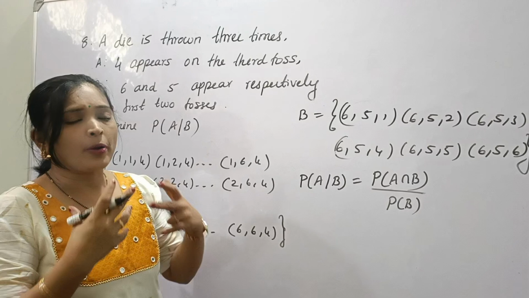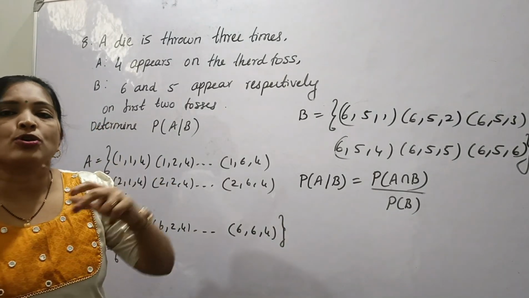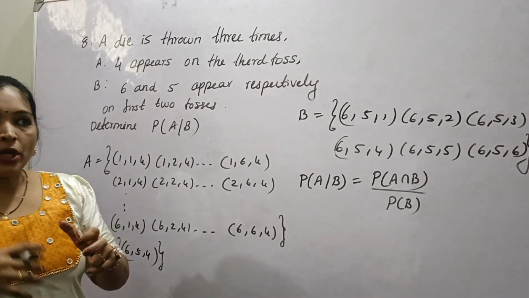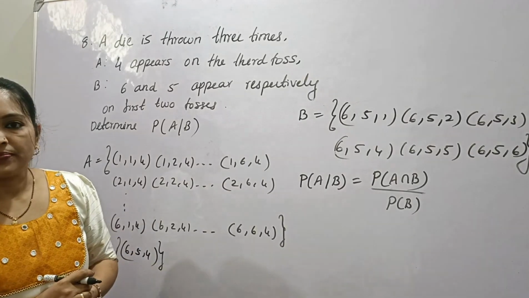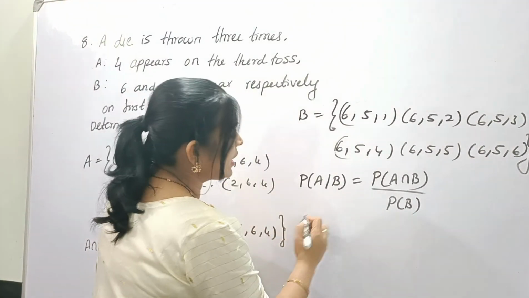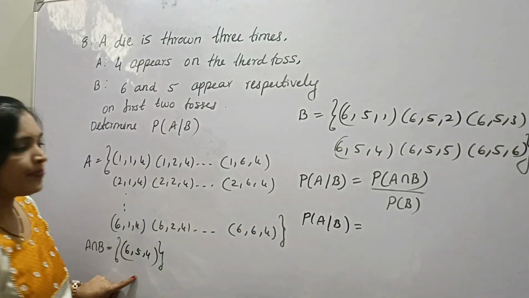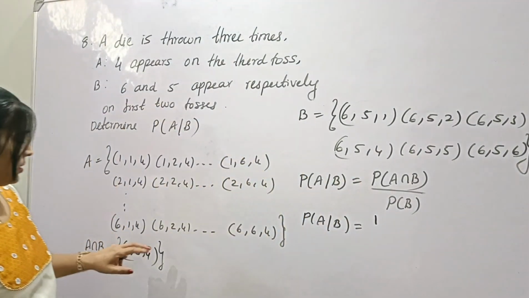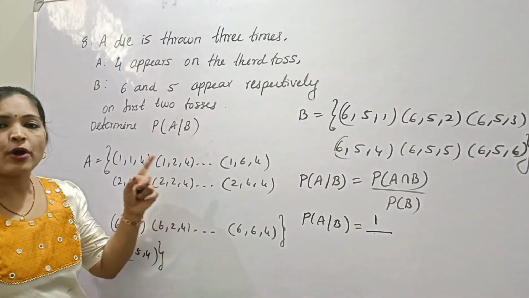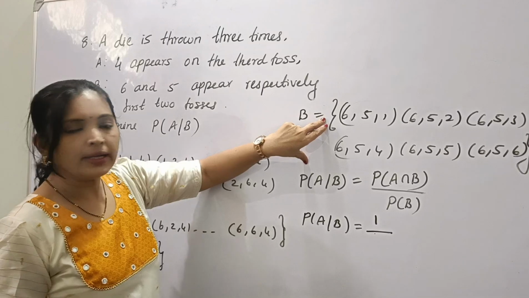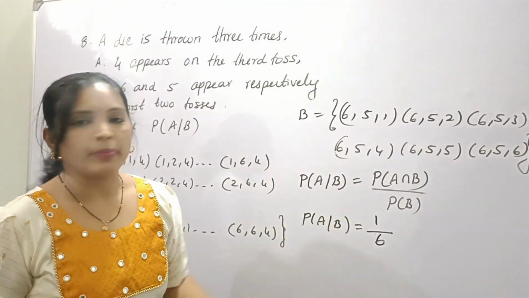Now, to find the probability of A intersection B, we need to know the number of elements of sample space, right? If you don't know the number of elements of sample space, directly you can write: we know that probability of A given B is equal to number of elements of A intersection B divided by number of elements of B, right? That is 1 by 6. That's all. Probability of A given B is 1 by 6.